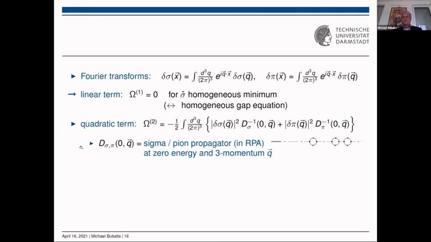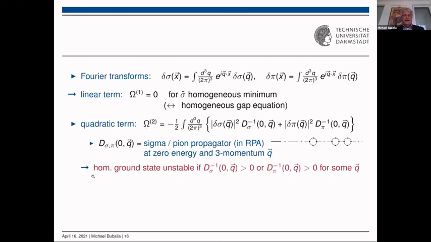So the homogeneous ground state is unstable if these functions are positive in some region of Q. That's all we have to look for. And if you just look at these for point particles in vacuum, you find they are negative. So then everything is stable, but due to the interactions, of course, this can change.